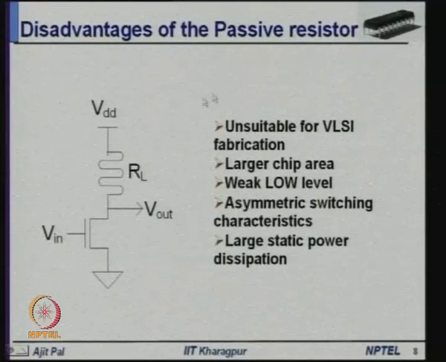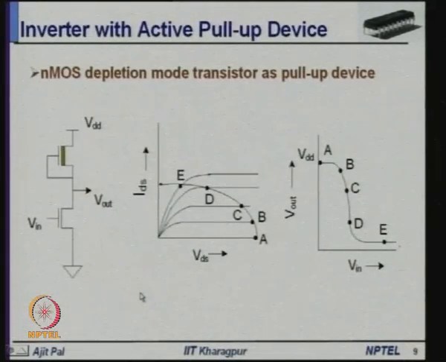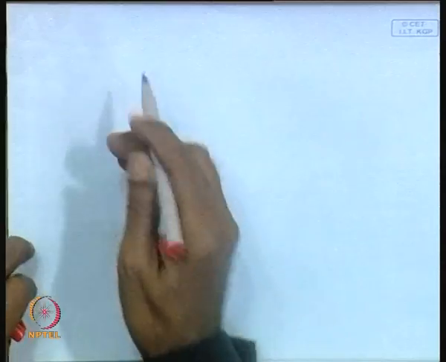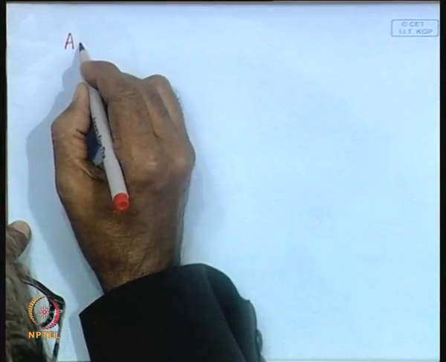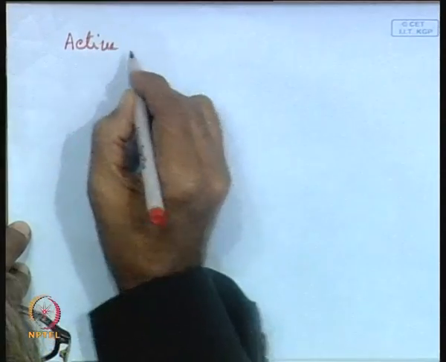So, because of these disadvantages, this realization of MOS inverters using passive resistor is not feasible. So, what are the other alternatives? Next alternative is to use active pull-up device. So, active pull-up.